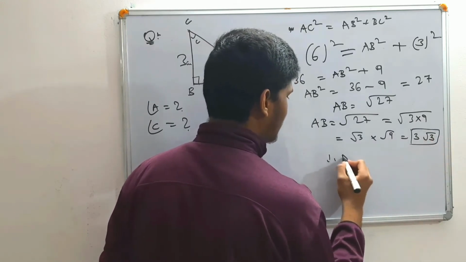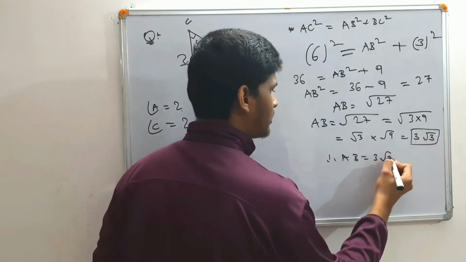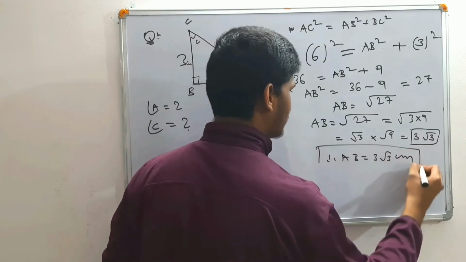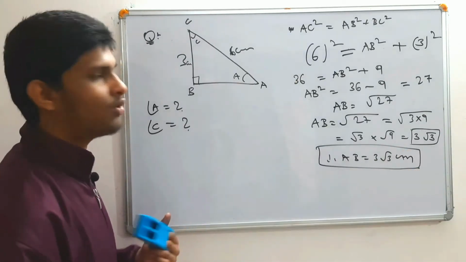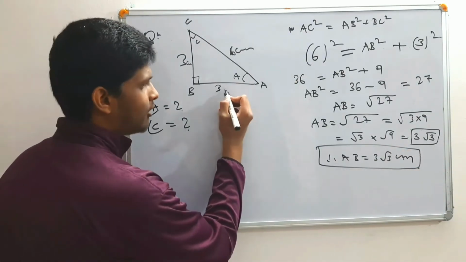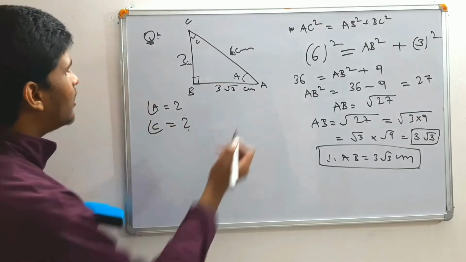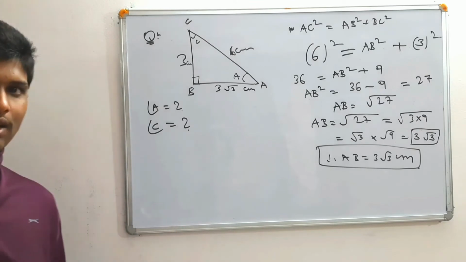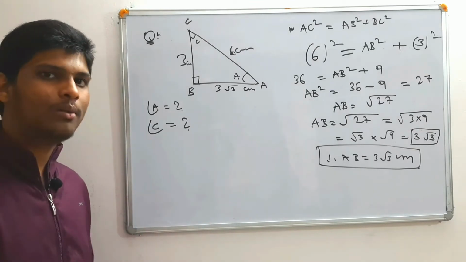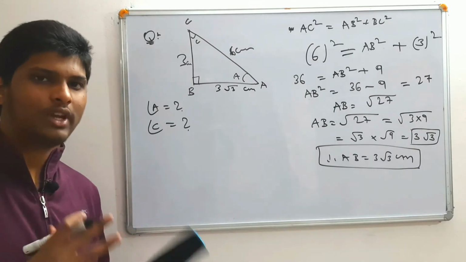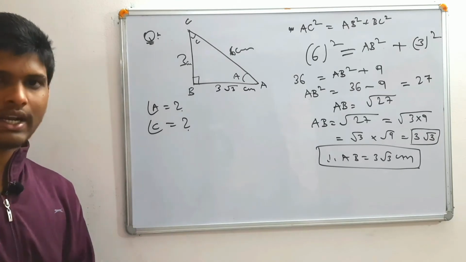So the length of AB is 3 root 3 centimeters. Now we have found all the lengths, and this AB is 3 root 3 centimeters. Now we can determine these angles. Angles you can determine by taking any trigonometric ratio, sine, cos, tan, anything, but usually we take tan.